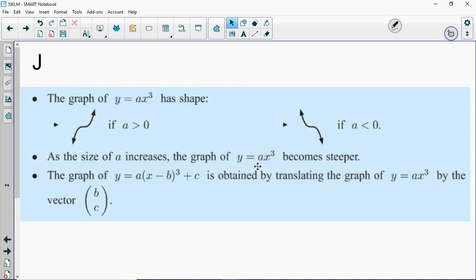So if our A value here is getting larger, then the graph is going to become steeper because that's a vertical stretch. We could also move a cubic around in the plane by giving it a horizontal translation and a vertical translation, written either inside the function or described as a vector. The rules we see here really apply to any odd-powered polynomial.